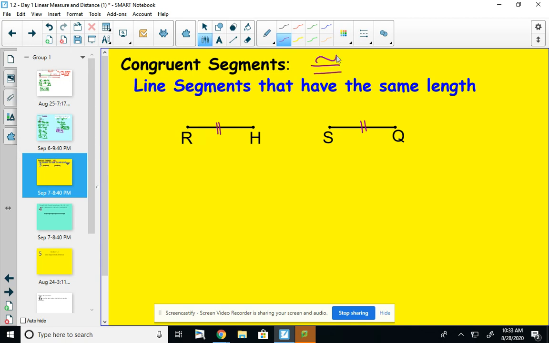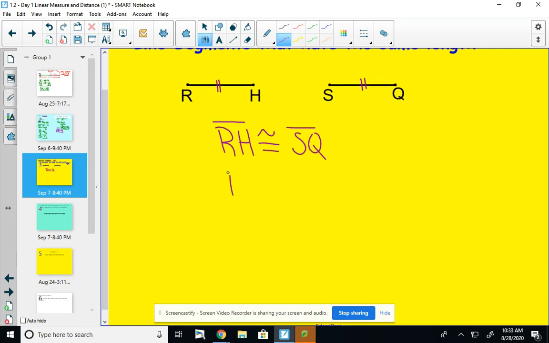So if I wanted to write a statement relating these two lines, I could say that segment RH is congruent to segment SQ. Make sure you have those symbols on the top to show that they are segments. You cannot have the statement without those. Instead, we would show that with an equal sign.